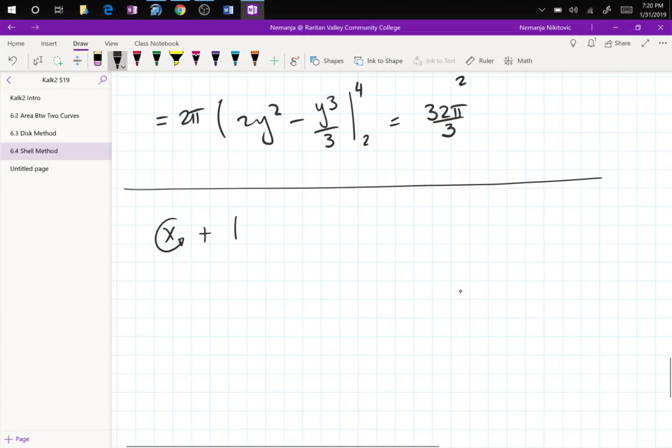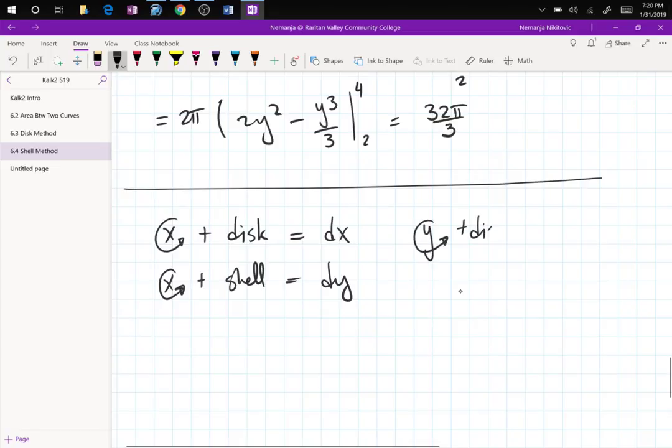X rotation plus disk method or washer equals dx. X rotation plus shell equals dy. Y rotation plus disk equals dy, and y rotation plus shell equals dx. Please note that they are completely switched. When you have x rotation for disk, you have dx. When you have x rotation for shell, you have dy.